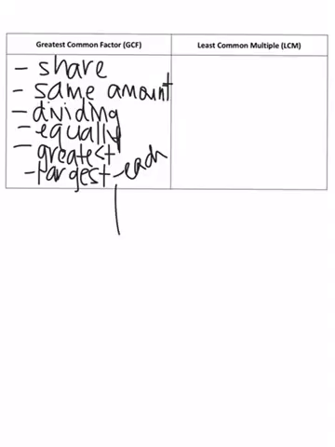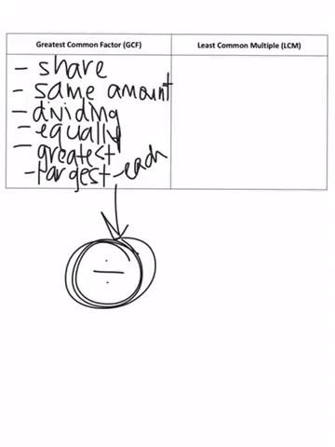So again, that goes along with greatest common factor because all of those words deal with the idea of division. So when we're sharing something or splitting things up, we're using that idea of division because we're splitting or sharing equally. The next piece that we're going to take a look at is the least common multiple piece.